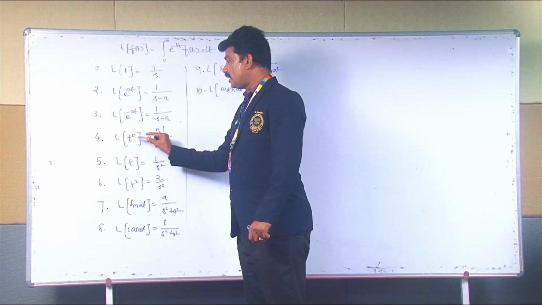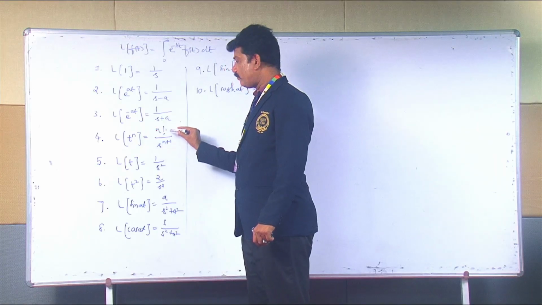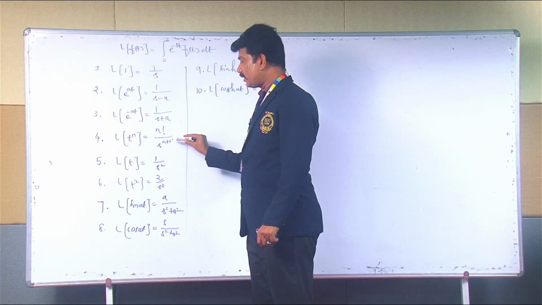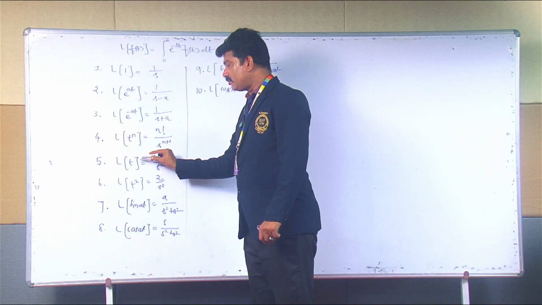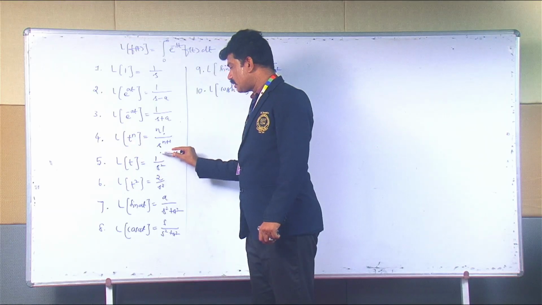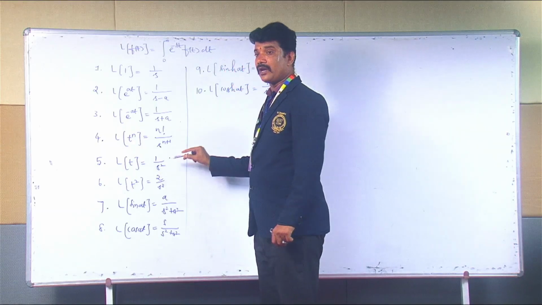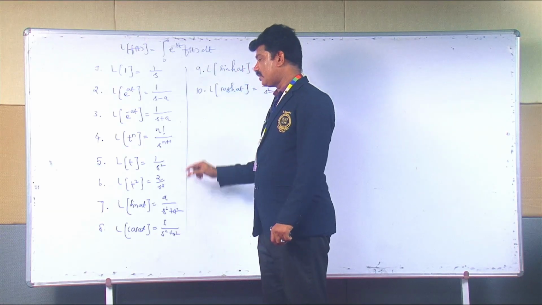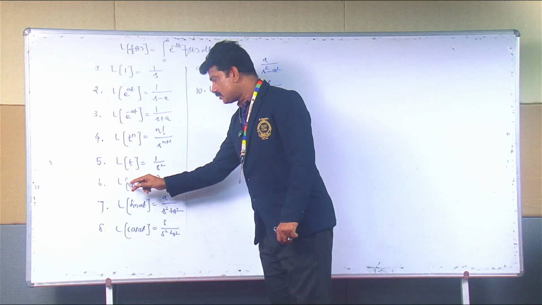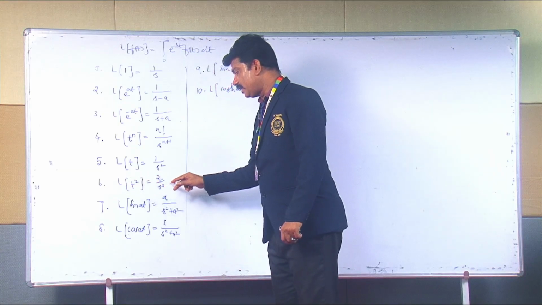So, fourth one is L of t power n equals n factorial divided by s power n plus 1. And fifth one is, instead of n, I am going to replace 1. So, L of t equals 1 divided by s square. You have to keep it in your mind when you are studying the Laplace transform. This is the most important primary formula. So, L of t square equals 2 divided by s cube.